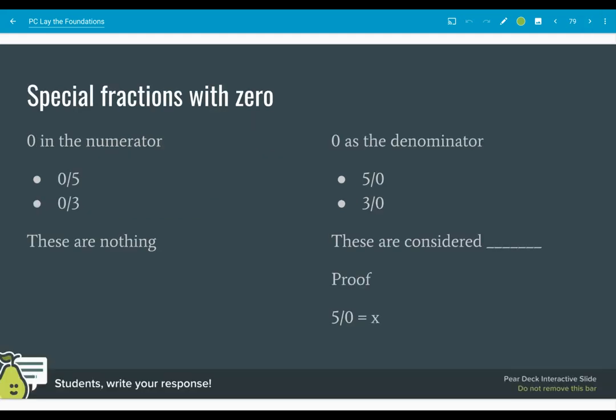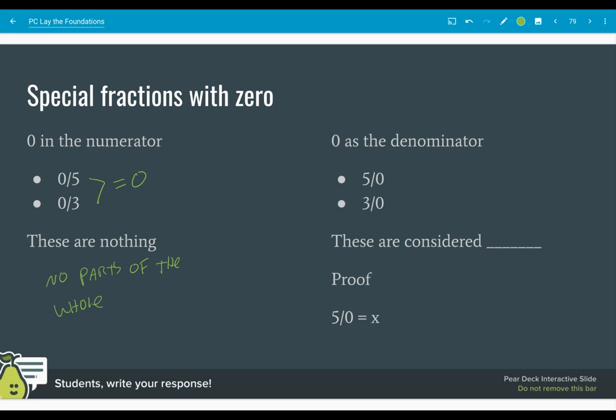Okay, so there are some special cases with fractions we need to consider. Okay, if we have 0 in the numerator, right, these both equal 0, because what this means is no parts of the whole. Right? That's what that means.